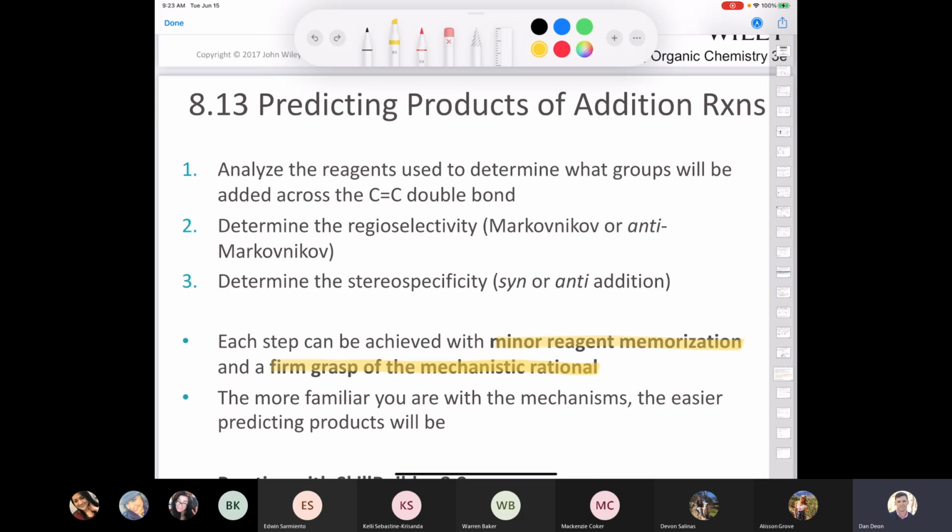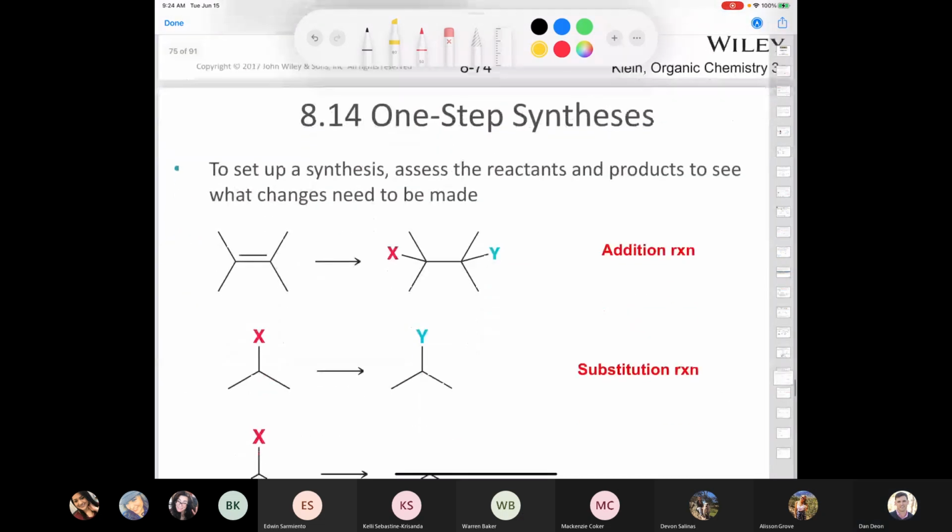So you take a look at the reagents, figure out what's going to be added to your carbon-carbon double bond, determine regioselectivity. Is this a Markovnikov or anti-Markovnikov addition? And then you want to determine stereospecificity. These are the things that we want to keep in mind when we're predicting the products of all the new addition reactions that we learned in Chapter 8.